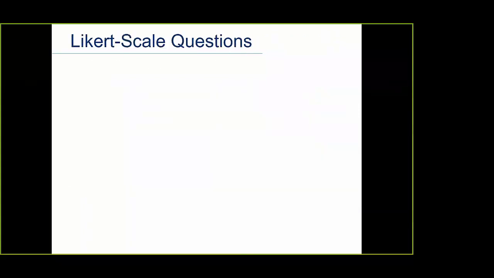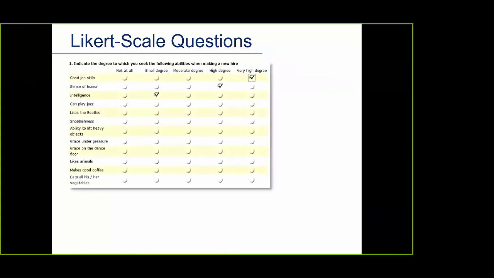And we'll look at our Likert-scale questions, and it really is pronounced Likert. And this is where you are attempting to apply quantitative measures to a qualitative concept, such as indicate the degree to which you seek the following abilities when making a new hire. Not at all, small degree, moderate degree, high degree, very high degree, or indicate how satisfied you are with something on a scale of 1 to 5. Or 0 through 4, or 0 through 10, if it's a net promoter score question, something like that.